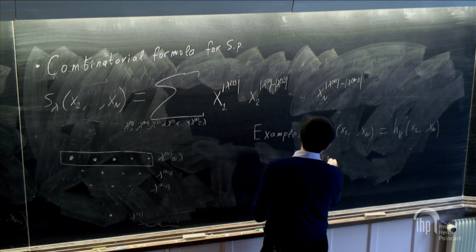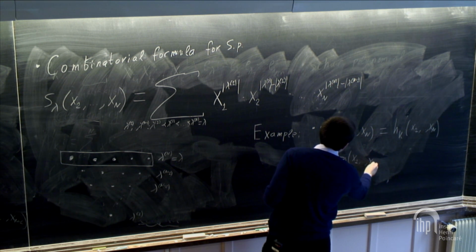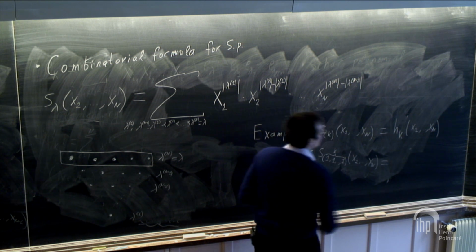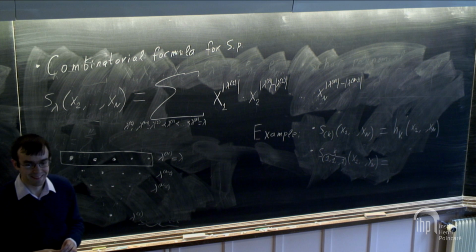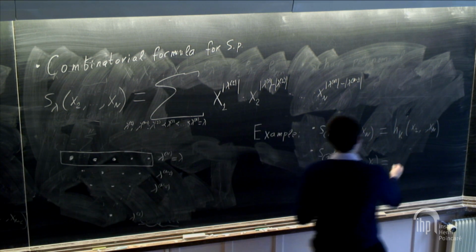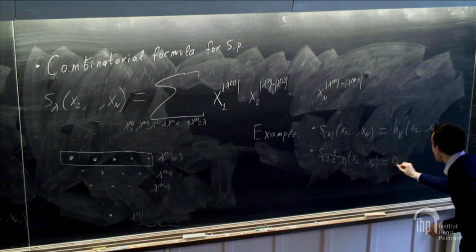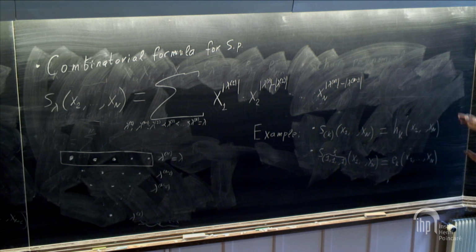So now the Schur function on (1, 1, ..., 1), k ones, in x1, ..., xn. Any guesses? Elementary, yes. So it will be the elementary symmetric polynomial. So this is an example and exercises.